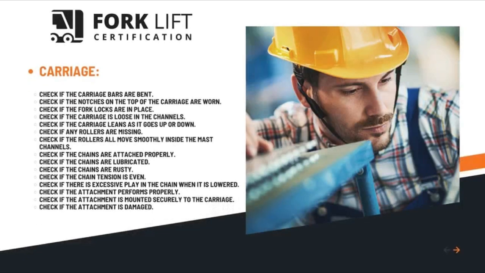Carriage. Check if the carriage bars are bent. Check if the notches on the top of the carriage are worn. Check if the fork locks are in place. Check if the carriage is loose in the channels. Check if the carriage leans as it goes up or down.